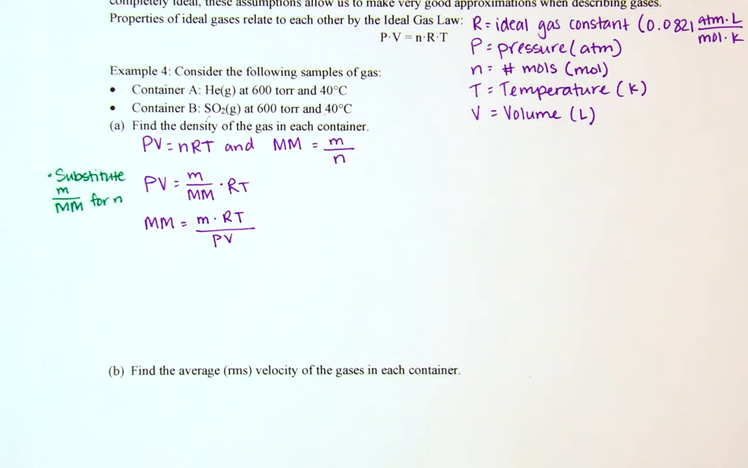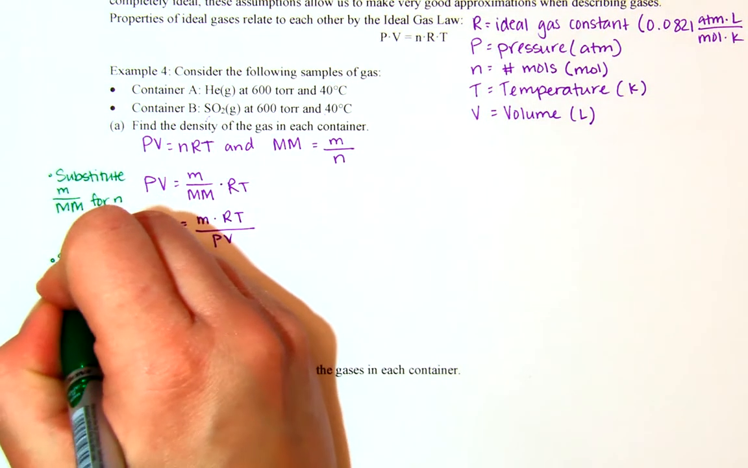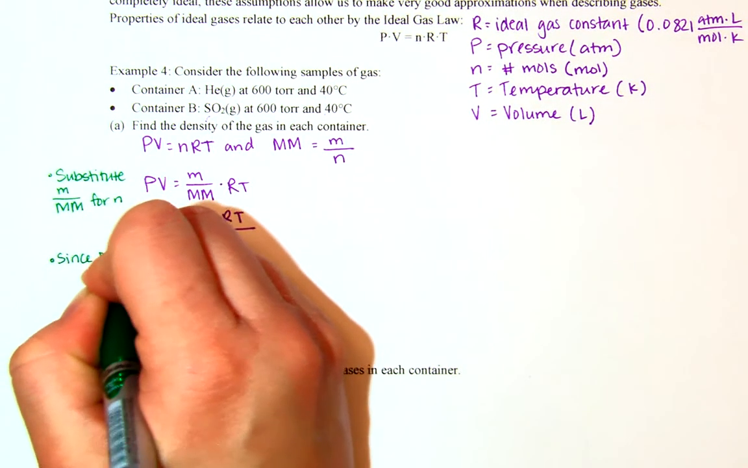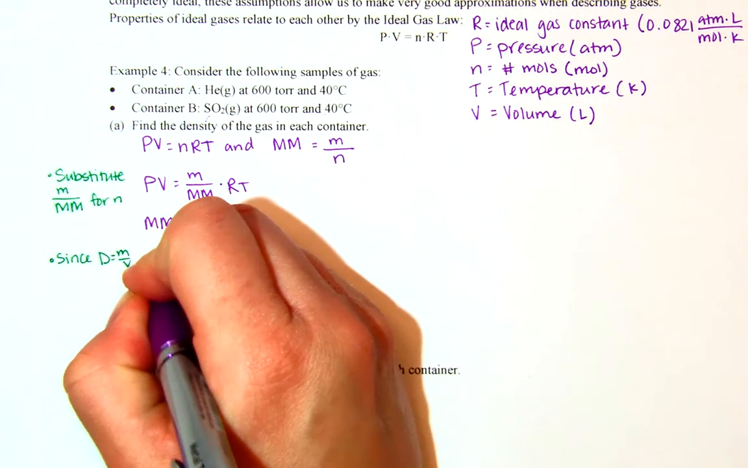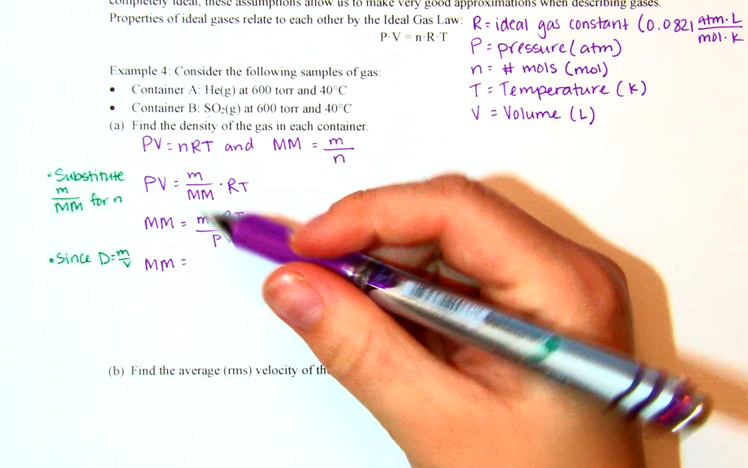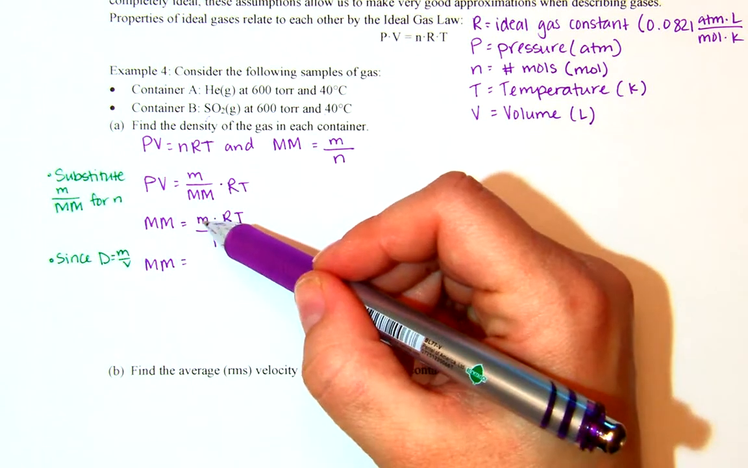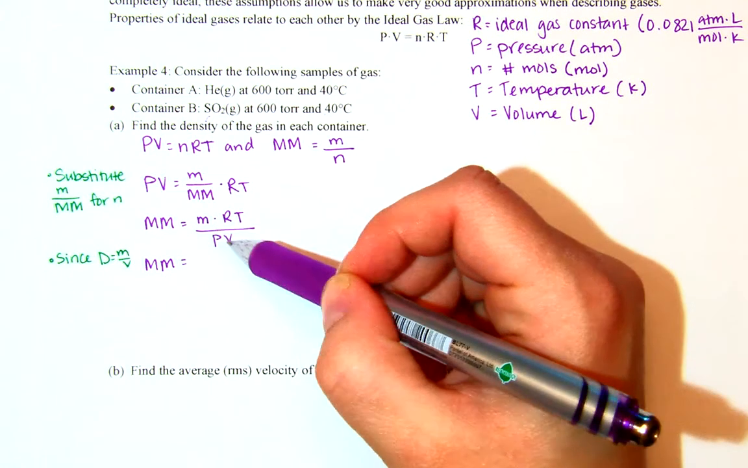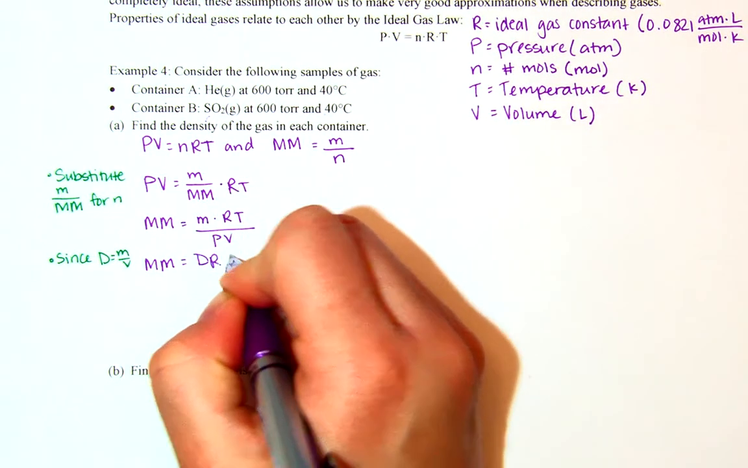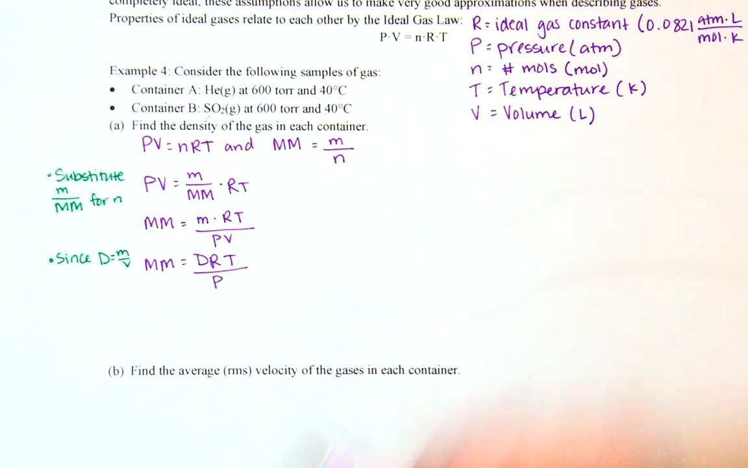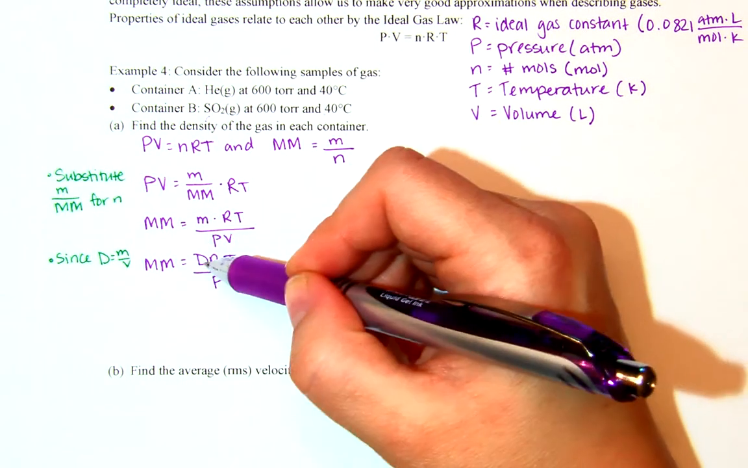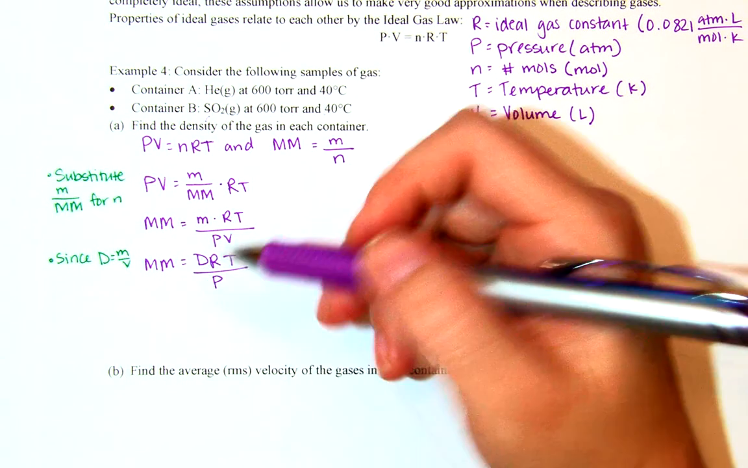And now is where density comes in. So if we remember, density equals mass over volume. So since D equals M over V, we can now substitute in our equation. And we get molar mass is equal to, well, if D is equal to M over V, we can just have D right on the top, D RT over P, over our pressure. So our mass over volume became our density.